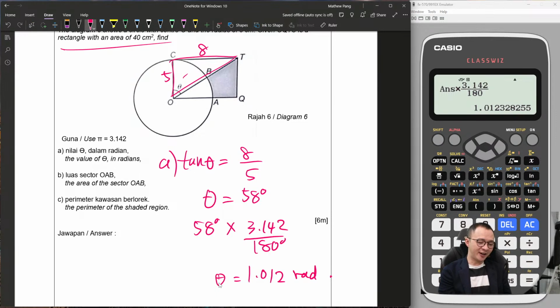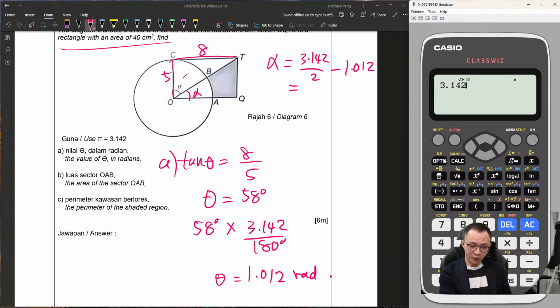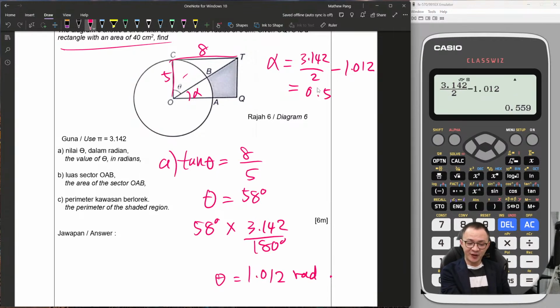For B, they ask us to find the area of the shaded region. Because it is a rectangle, we know this is 90 degrees, so we want to find what this angle is. This angle is basically 90 degrees minus theta. 90 degrees is pi over 2, so it is pi over 2 minus theta, minus 1.012. So 3.142 over 2 minus 1.012, which is 0.559 radians.